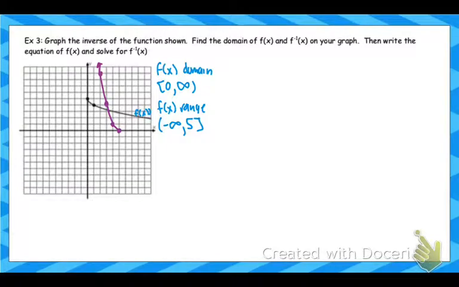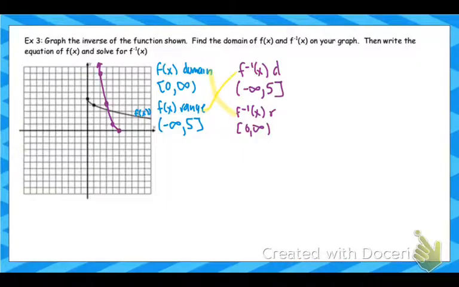Well, now let's do the inverse. So the inverse is our purple graph. The domain of that inverse is from negative infinity until the x value of 5. The range of that inverse, bottom to top, is from 0 to infinity. And we talked about this the first time that we did inverses, and you'll probably notice it again. The domain of the original is the range of the inverse, and the range of the original is the domain of the inverse. So that is always going to be true.